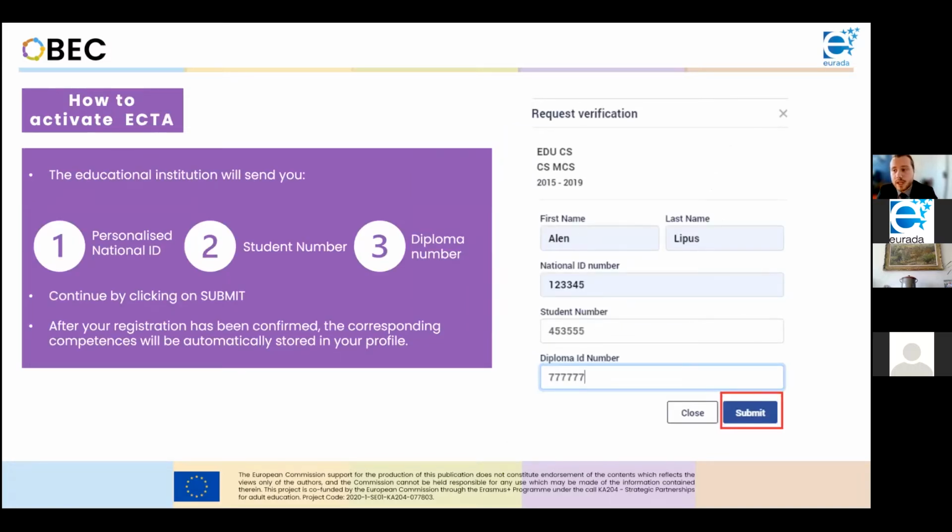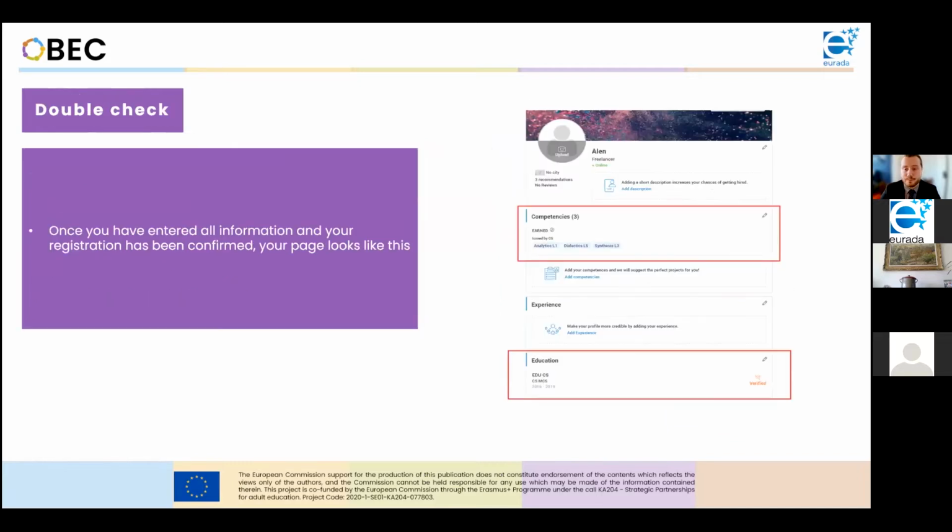Now, after we have concluded this week's course, we will send you the following information: the personalized national ID, student number, and the diploma number. You can all add these in the column as you see on your right. After you've done so, please click submit, and at that stage, your proposal is pending and we will accept it. And once it has been registered and confirmed, your page will look like this, with an education and the accompanying competencies.